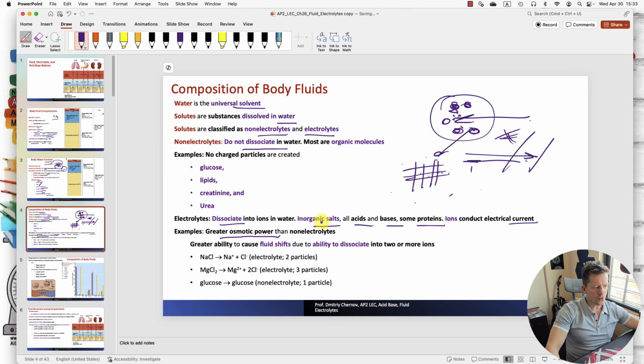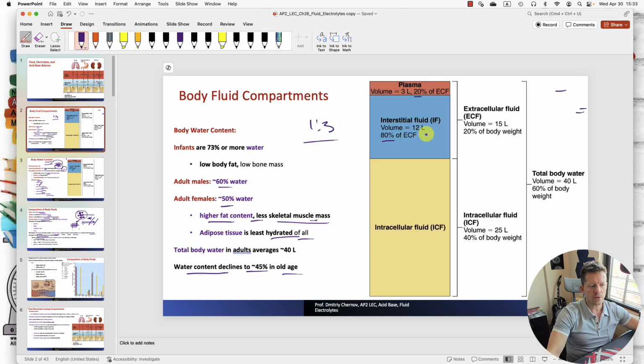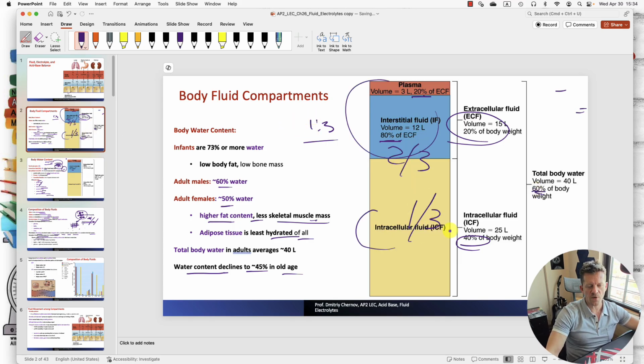And that leads to a greater ability for the fluid to shift from one compartment into another compartment, but we have to maintain this ratio. Extracellular fluid makes up 20% of body weight, and there's 40% in intracellular fluid. That's a ratio, and this is the total, 60% of the body weight. So this would be 2/3, and this is 1/3, and that's the ratio.